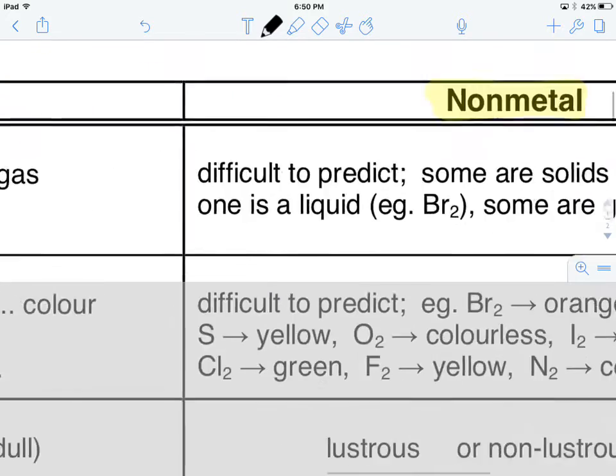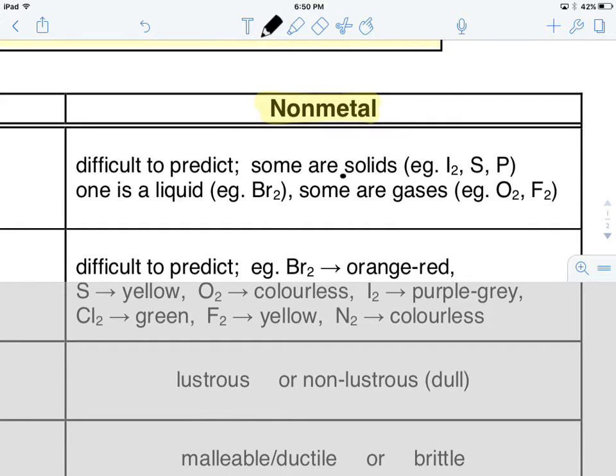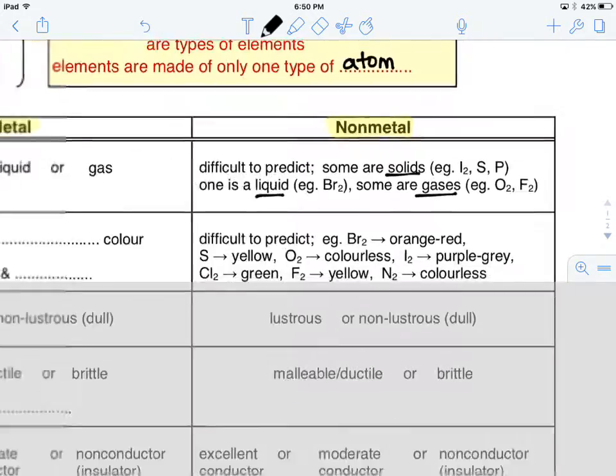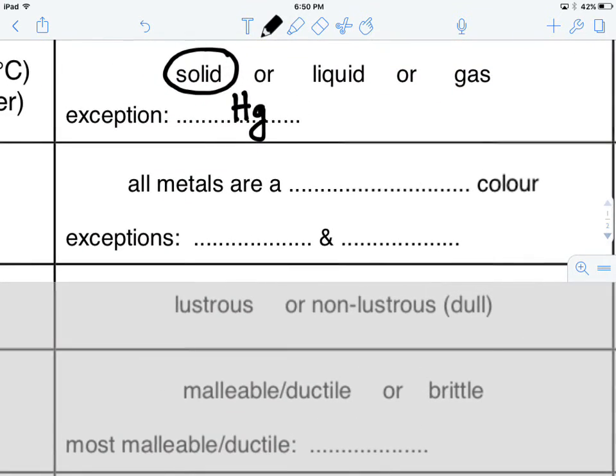So it's the exception. Nonmetals, their state is difficult to predict. Some of them are solids, one is a liquid, bromine, and some of them are gases. So it's a little more difficult to predict what their state is. All right, color. All metals are a silver color, so they're all kind of silvery. There are two exceptions. The first one is, of course, gold, and it's the color of gold. The other is copper, which is a little more orangey red.